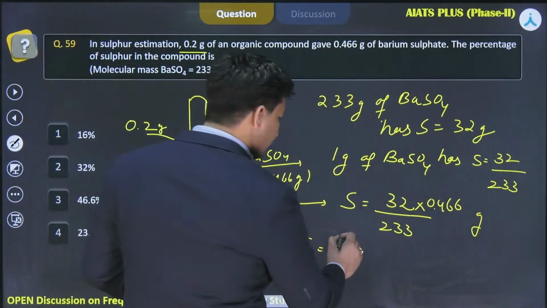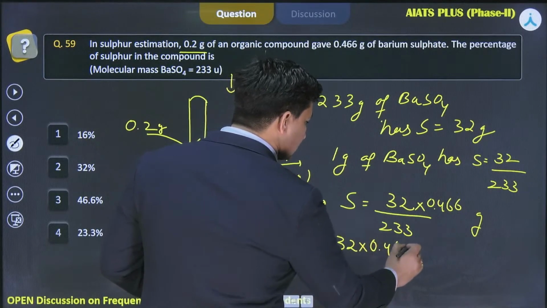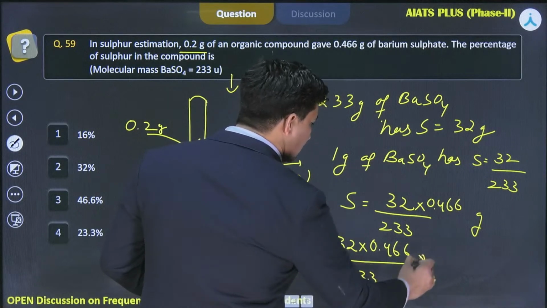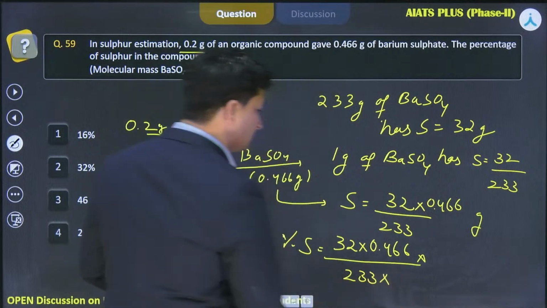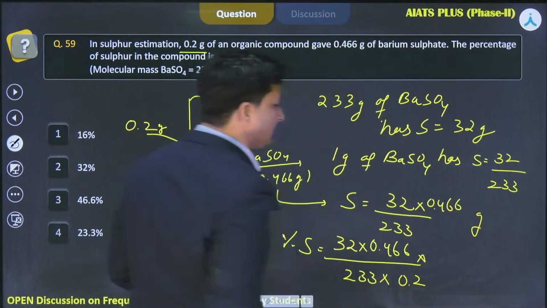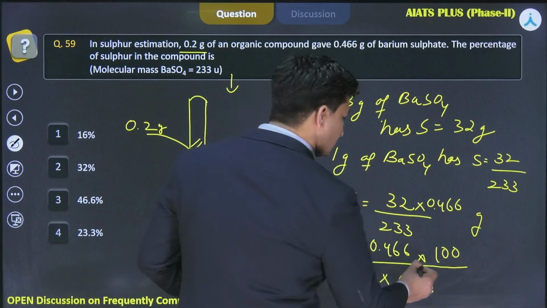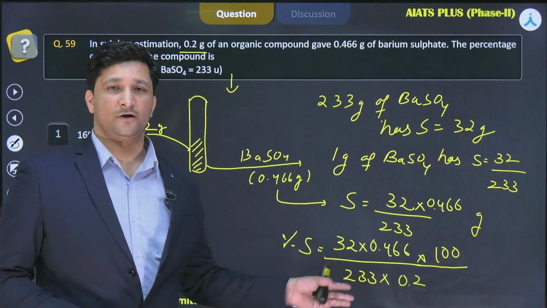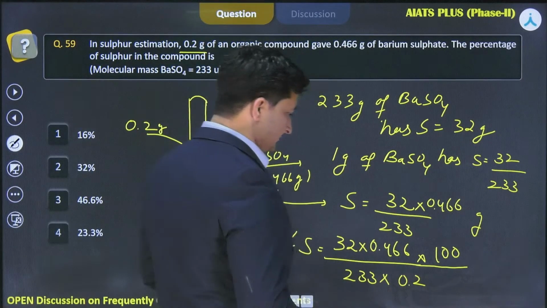So what is going to happen here? 32 multiplied by 0.466 divided by 233 multiplied by, so total 0.2 gram is there, 0.2 gram organic compound we have taken, multiplied by 100. Is this clear to all of you? And on solving this, what we are going to get? You can see the calculation here is very easy.